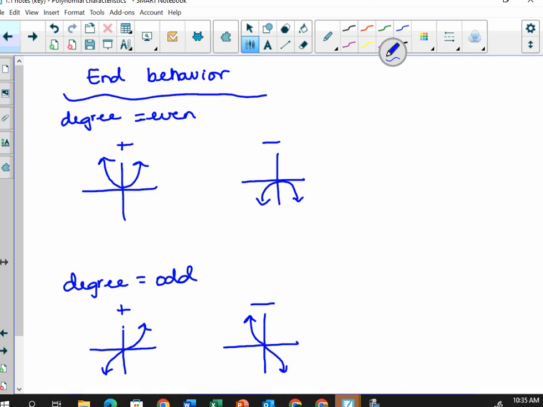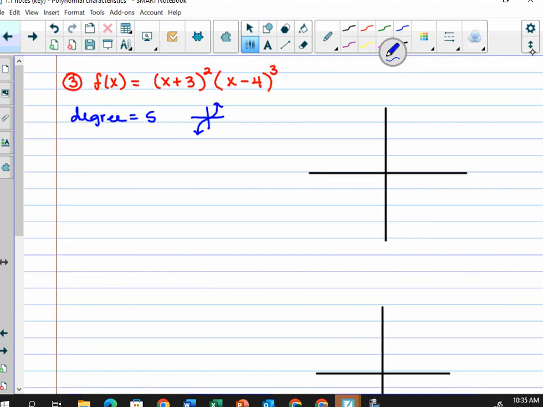You got it? You think? Okay. Is there any point to the dashes? Do we need the dashes? No, I don't care. It doesn't matter. No. Degree is 5.